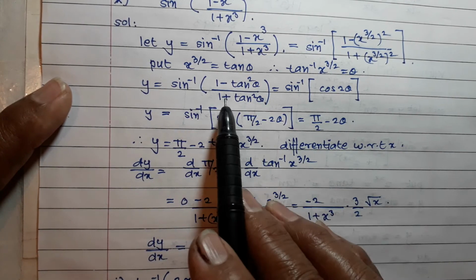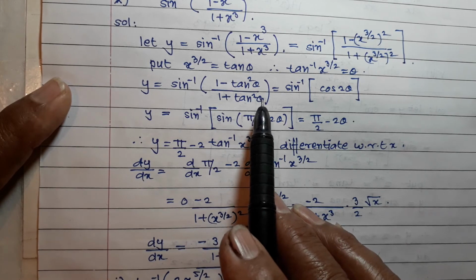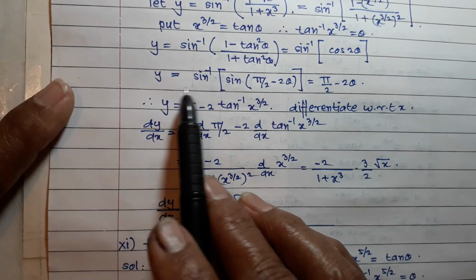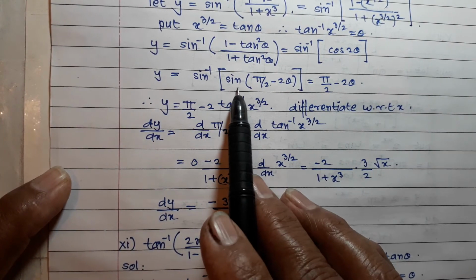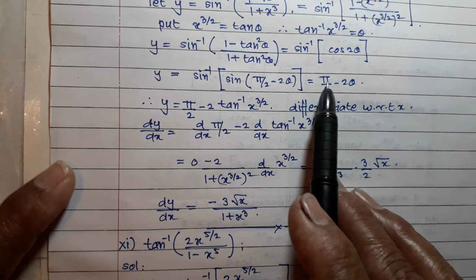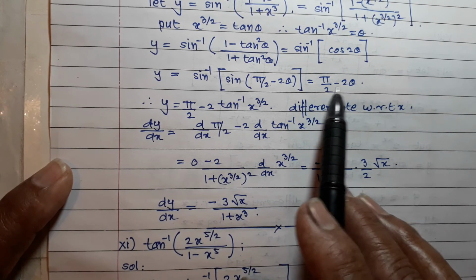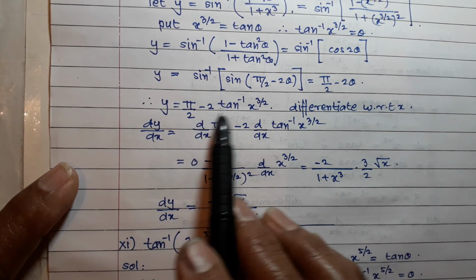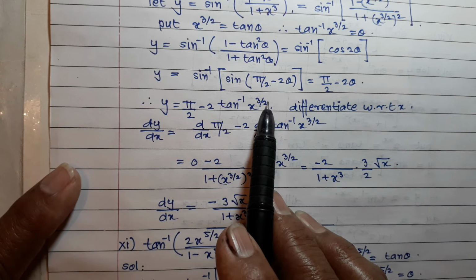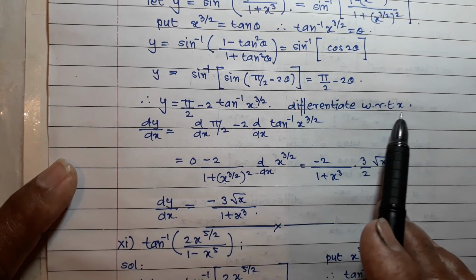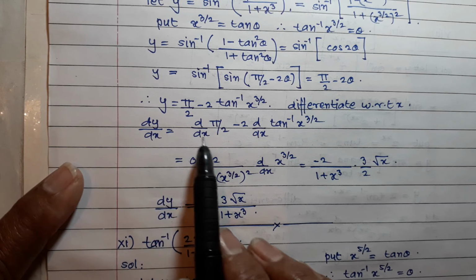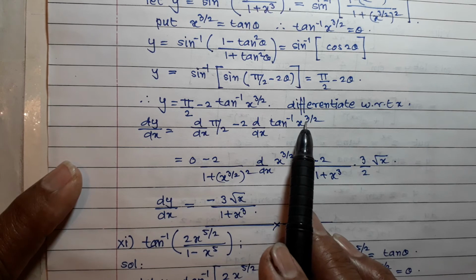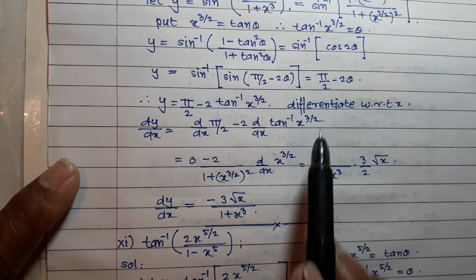So tan inverse x raised to 3 upon 2 is equal to theta, and therefore y is equal to sin inverse of (1 minus tan square theta) upon (1 plus tan square theta), which is equal to sin inverse cos 2 theta, and therefore y is equal to sin inverse sin(pi by 2 minus 2 theta), which is pi by 2 minus 2 theta, and therefore y is equal to pi by 2 minus 2 tan inverse x raised to 3 upon 2. Differentiate with respect to x: dy/dx is equal to d/dx of pi by 2 minus 2 d/dx of tan inverse x raised to 3 upon 2.